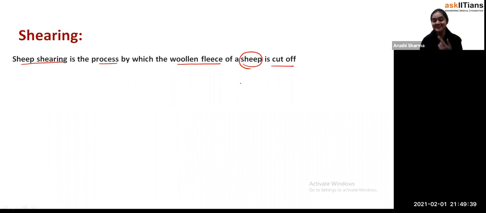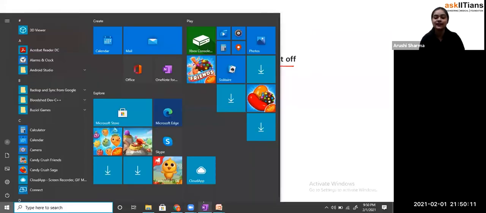Just ignore it if sheep is sometimes pronounced like ship, because we are not talking about ship here, we are just talking about sheep. So just focus on that part. Shearing is the cutting off of the hair or the fleece part of the sheep. We call it the shearing process. Students, I have one video so that we can understand all of these things by looking at it. So get ready to see that video.